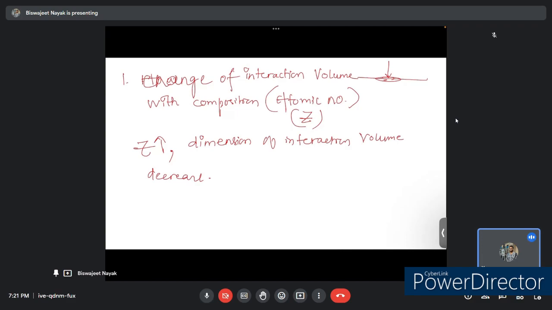And also the atomic number gives a different kind of shape of the interaction volume. Let's say we have low atomic number, then it looks kind of pear shaped, and when we have high atomic number, then it is more scattered, or we may say hemispherical.